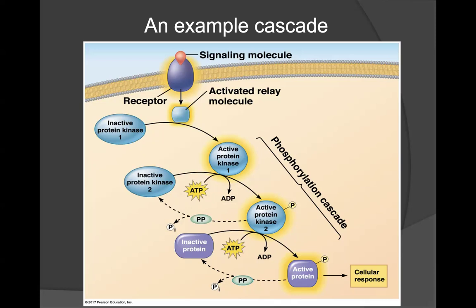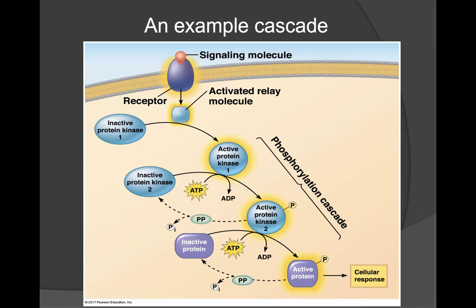Protein kinase 1, remember, is a kinase, and a kinase is responsible for adding phosphate groups onto other proteins. In this case, the target protein of PK1 is protein kinase 2. So PK1 will phosphorylate PK2 and cause it to become active. Notice that if we wanted to inactivate PK2, we would simply remove that phosphate group.